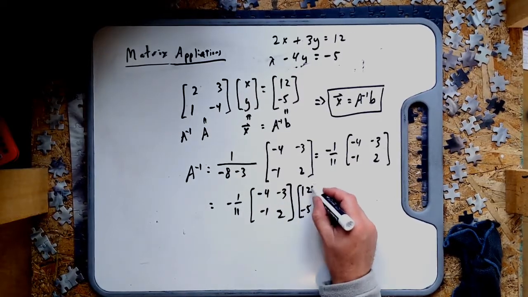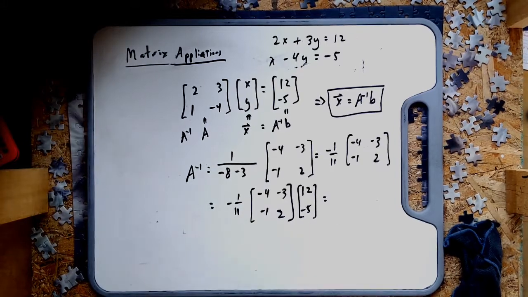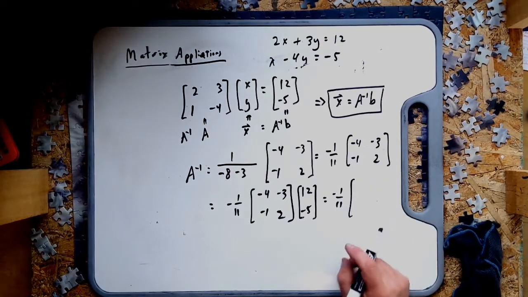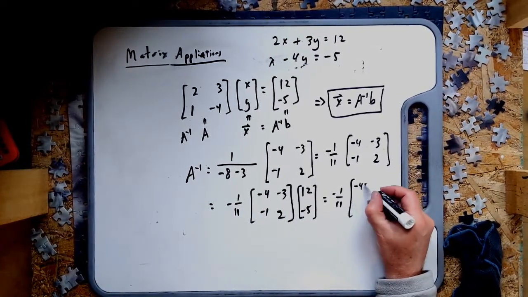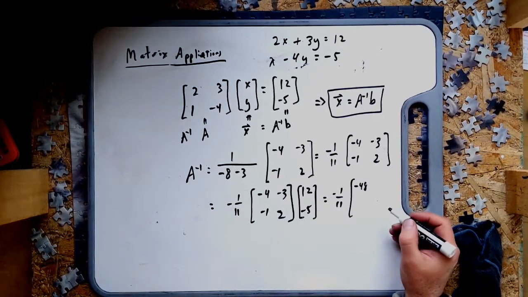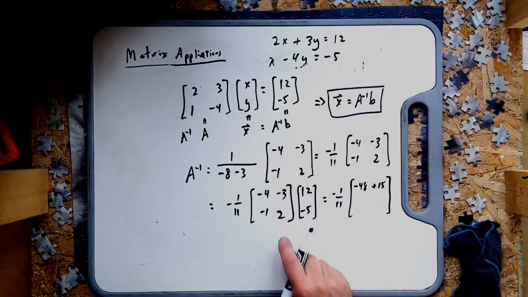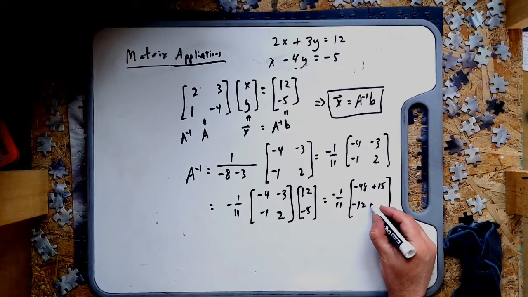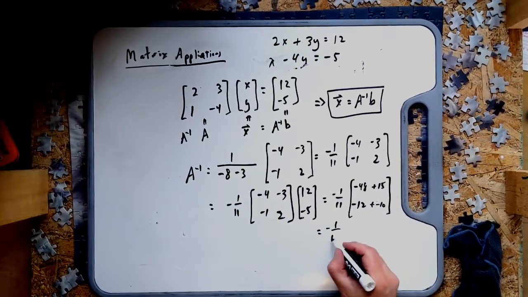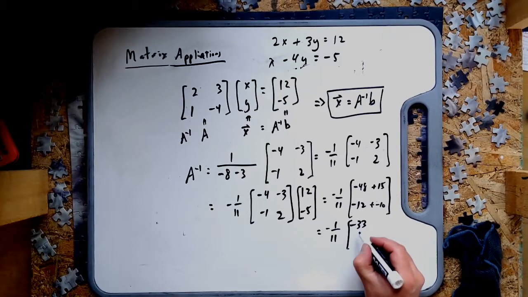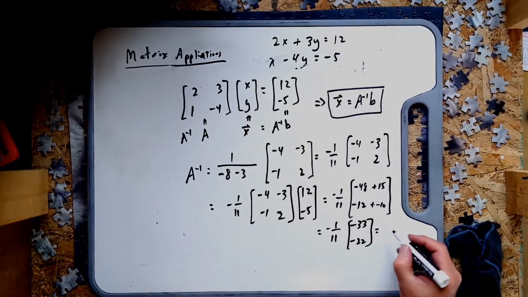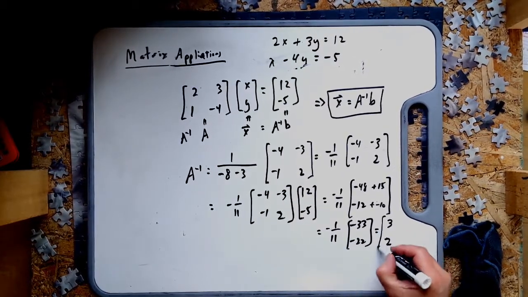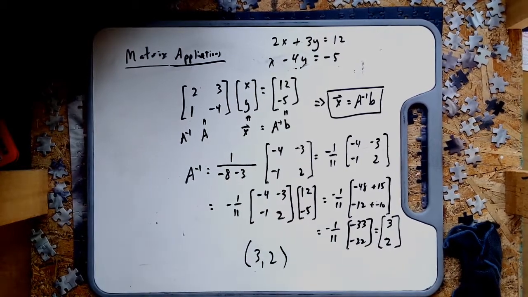Times 12, negative 5. This is again matrix multiplication. A 2 by 2 by a 2 by 1 will give me another 2 by 1 with my 1/11 out front. And I go negative 4 times 12 is negative 48. Negative 3 times negative 5 is positive 15. That's my first number. And the second one is negative 12 plus negative 10. Or in other words, negative 1/11 of negative 33, negative 22, which is 33 divided by 11, 3, 22 divided by 11, 2. In other words, 3, 2. Same answer I had before.